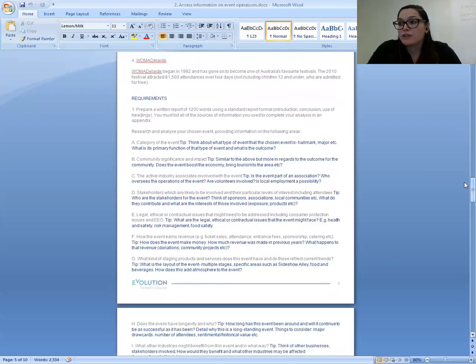So with the category of the event, this is going to be in your learning content of which category this event will be in. So you've got your categories such as your hallmark events, your major events as well, or your minor events. So you're going to want to learn a little bit more about these and what they mean and how your event fits into that.